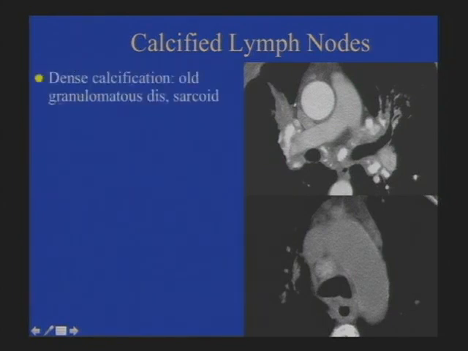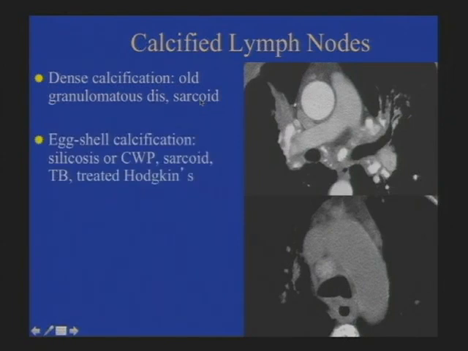When the nodes are densely calcified, you certainly know it's a benign process, and it's typical of old granulomatous disease, TB, fungus, sarcoid. The eggshell calcification, which Rick talked about a little bit, is classic for silicosis, but you can certainly see it with sarcoid as well. And we don't see a lot of silicosis these days. So sarcoid is probably statistically more common. You occasionally see it with treated metastases or treated tumor like with lymphoma.